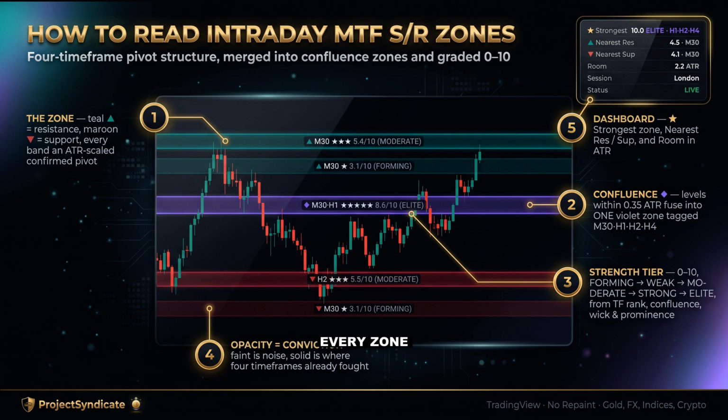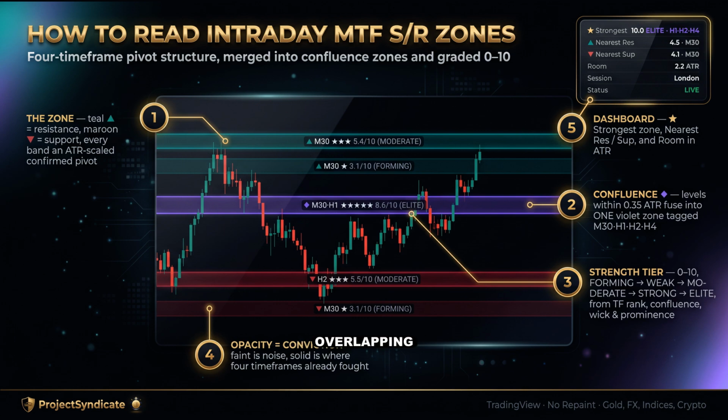First, the pivot core. Every zone descends from a confirmed swing pivot, never a moving average or a projected line. Second, 4 time frame stacking. M30, H1, H2, and H4 each scan independently. Every zone is labeled with the exact time frame set that made it.